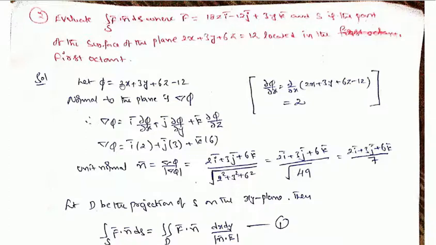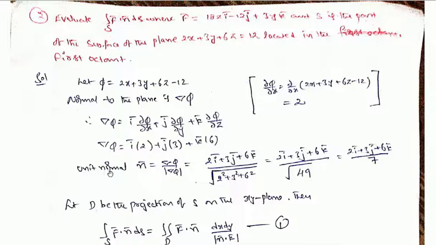Now we have to differentiate partially with respect to x first. Differentiating partially with respect to x, we get dou phi by dou x. Since we are differentiating with respect to x, y and z are constants, and constant derivatives are 0. So dou phi by dou x is 2. Next, differentiate phi with respect to y, keeping x and z constant. Dou phi by dou y is 3, since the derivatives of 2x and 6z are 0. Next, differentiate phi with respect to z, keeping x and y constant. So dou phi by dou z is 6, because the z coefficient is 6. So del phi, which is normal to the plane, is 2i bar plus 3j bar plus 6k bar.